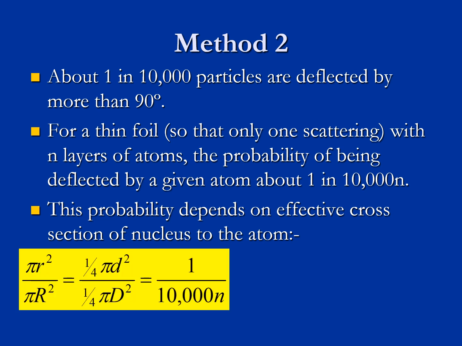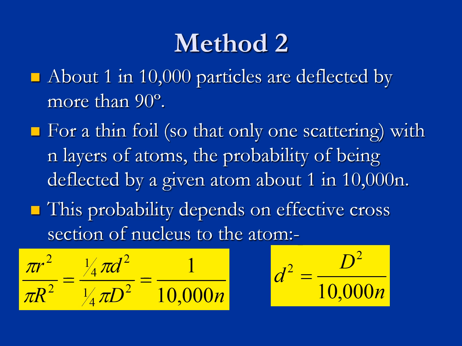So we can express the cross-section of the nucleus over the atom if we think about the area, so pi r squared over pi R squared. So little r being the nucleus, big R being the atom. If we want to know about the diameter, obviously the diameter is twice the radius. So we can change the expression for pi r squared to pi d squared over 4, because it's d over 2 to give us our radius. This gives us an expression of 1 over 10,000 n, so little d squared is equal to big D squared over 10,000 n.